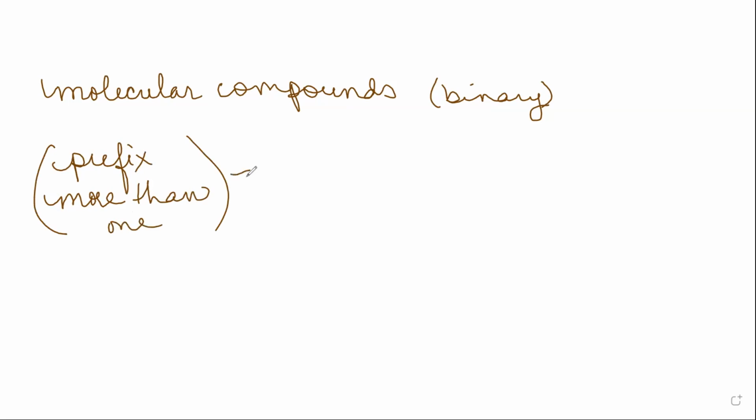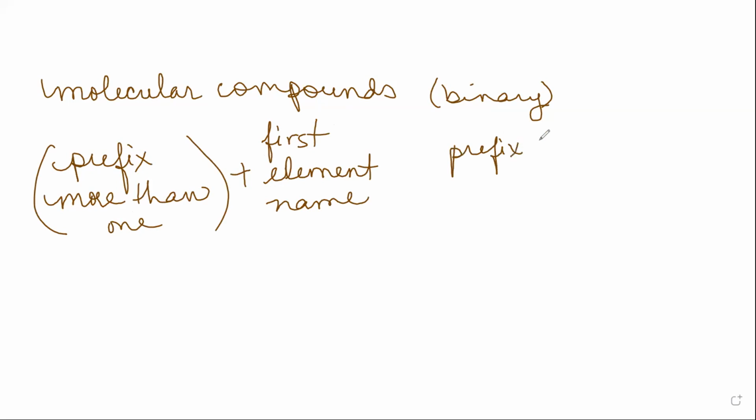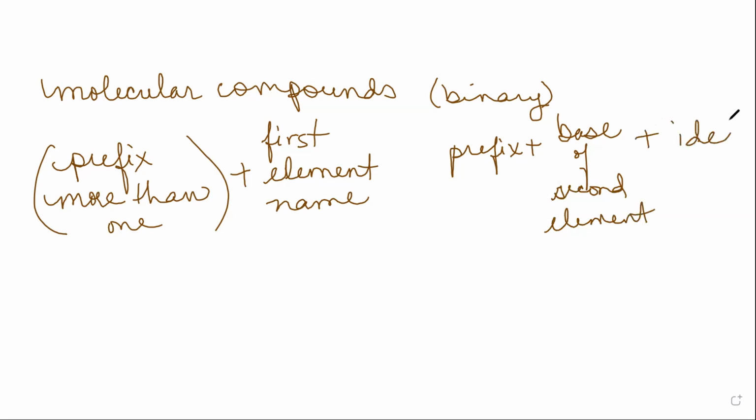Okay, plus the first element name. And then you have a space, and then you're going to have the base. Hold on, you're going to have your prefix plus the base of your second element. And then you're going to end in ide. Okay, so we'll finish your molecular binary compounds, and then we'll go on to polyatomics and then go to acids.